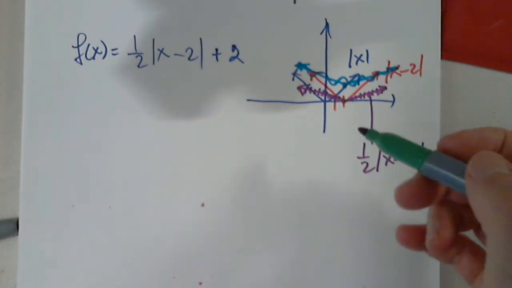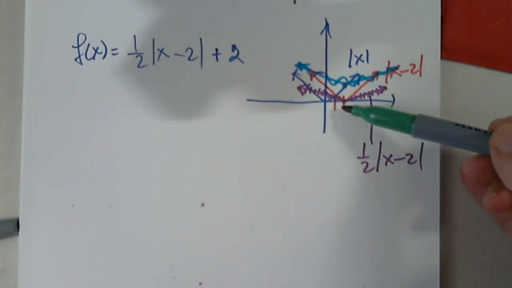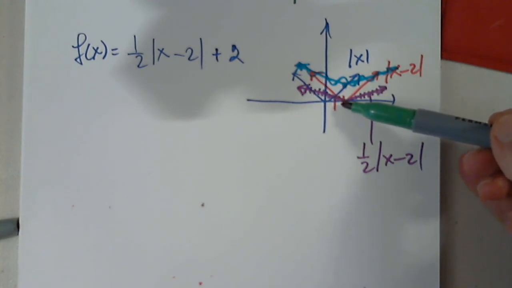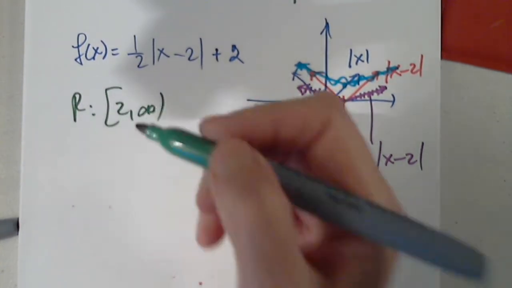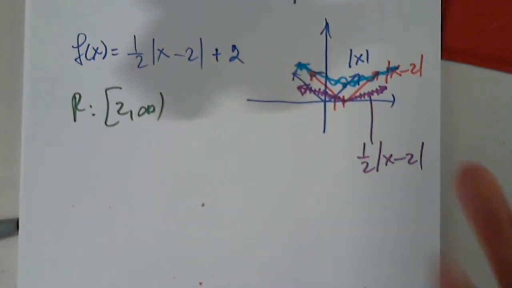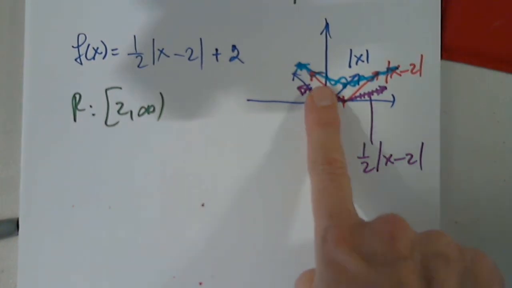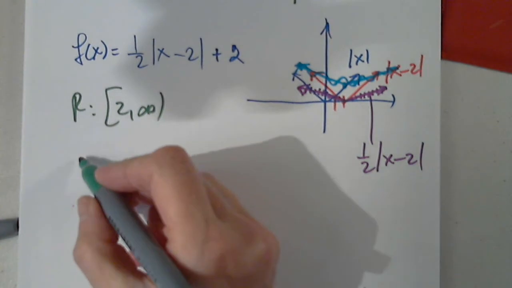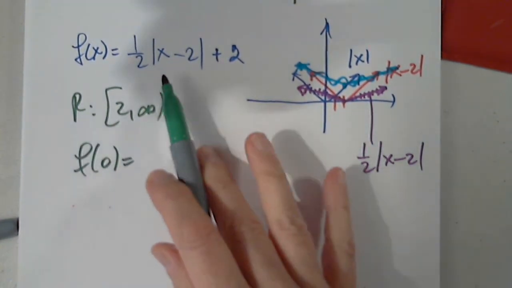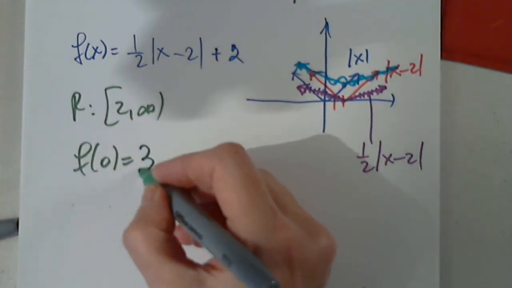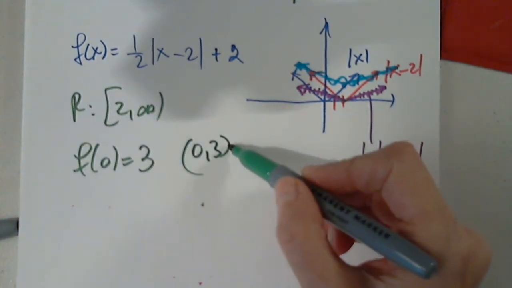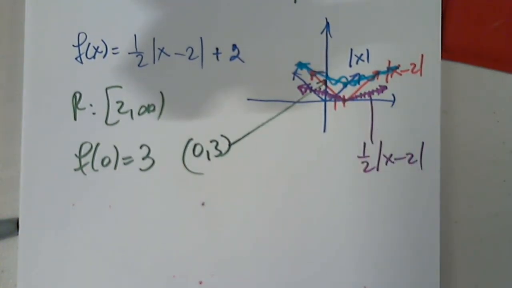I know the domain is all real numbers, and I know the range now. So this point is at positive 2, up 2. So the range of this function is 2 to infinity. It doesn't have x-intercepts. Can I determine the y-intercept? Yes, no problem. I only have to determine f of 0. 0 minus 2 is negative 2. The absolute value is 2. Divided by 2 is 1. 1 plus 2 is 3. So (0, 3) is this point. So see how useful transformations are, really.